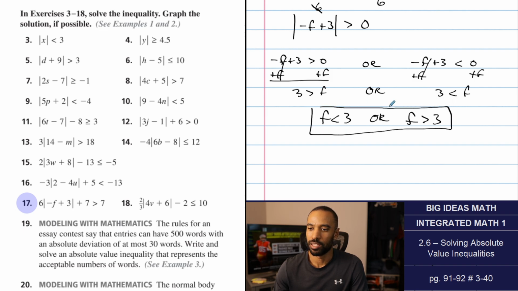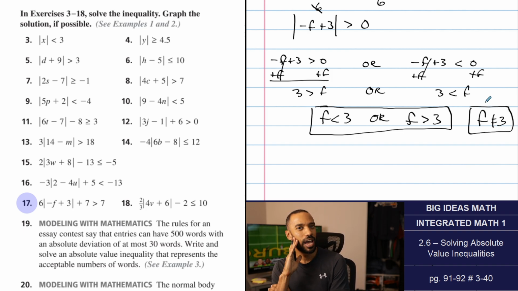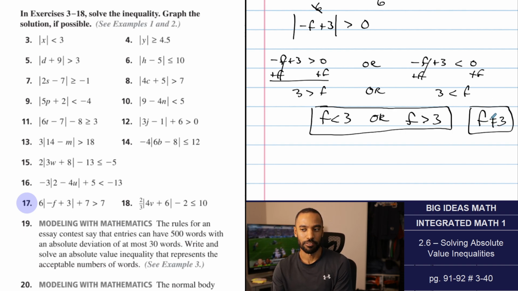That's a weird way of saying it. Here's another way we can say this. F can't equal 3. You know what inequality also kind of means? Unequal. This is a version of an inequality. It's a different kind of symbol, but f can't equal 3 is another way to say that.